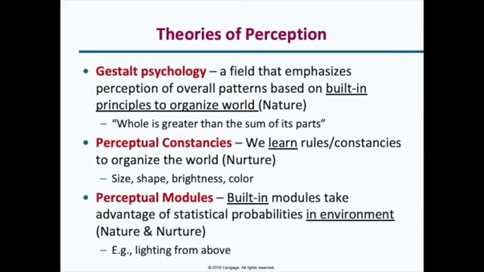The Gestalt school of perception posits through demonstrations that we organize the external world based on built-in principles, or Gestalten, placing them on the side of nature in the nature-nurture debate. We are born with these Gestalten. Another theory of perception falls on the nurture side of the debate by claiming that early in life we learn perceptual constancies that later serve to organize perceptions. These constancies relate to size, shape, brightness, or color.